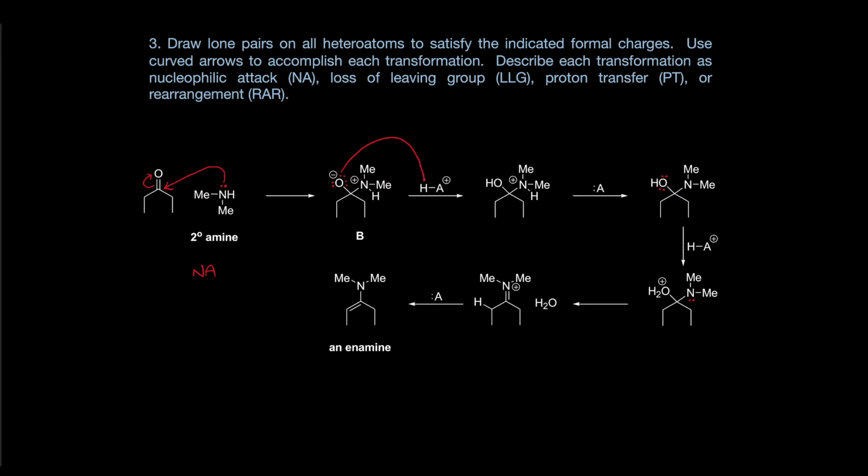Followed by proton transfer. And then another proton transfer giving us the carbinolamine intermediate. We know after this there are 3 additional steps to form our enamines. So we have proton transfer to give us a good leaving group. Next we have a loss of leaving group.